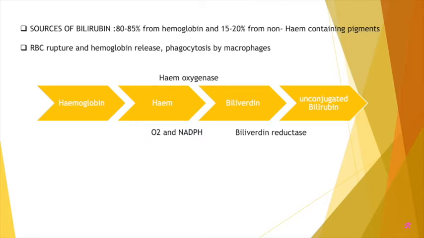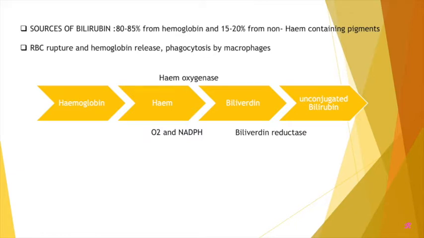Next, for that process, oxygen and NADPH are used. Oxygen and NADPH are used for this conversion of heme into biliverdin. Next, the biliverdin is getting converted into bilirubin. For that, which enzyme is used? Biliverdin reductase. The biliverdin reductase is used for this stage.